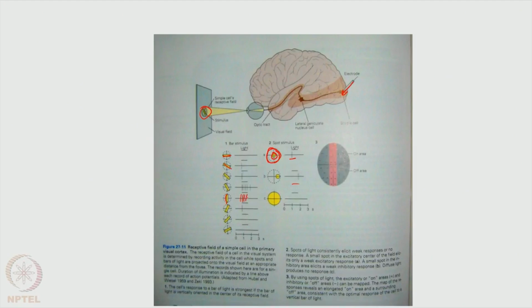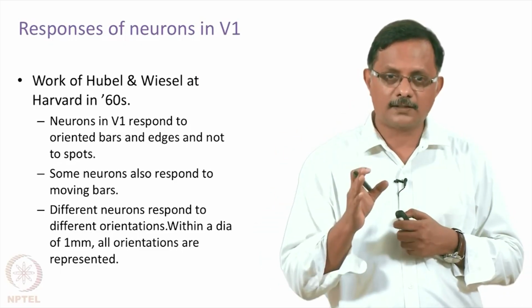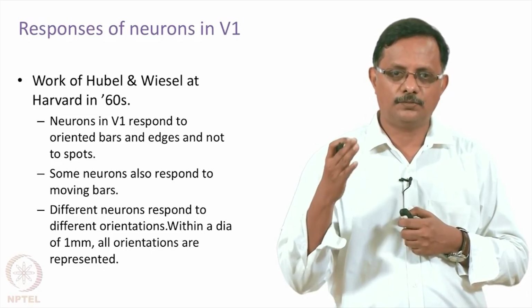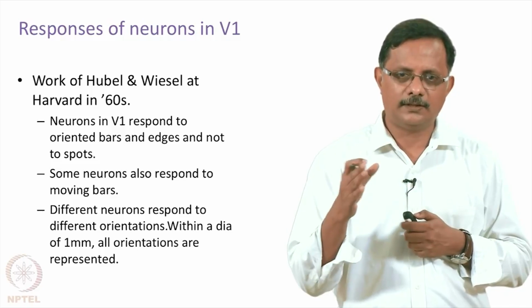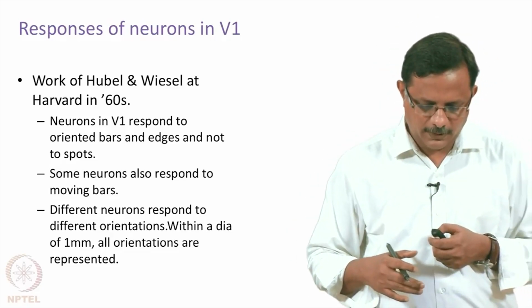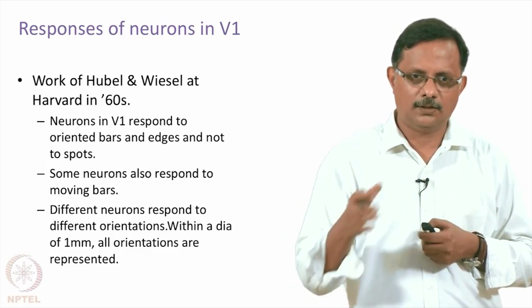Again, when the bar is rotated further, as it is moved towards the horizontal position, there is not much response. So, that means this neuron is responding to oriented bars first of all and not to dots, and further it is tuned to bars with a certain orientation. Each neuron here is tuned to a certain oriented bar. So, that was what is interesting about neurons of V1 compared to neurons in the lower stages.